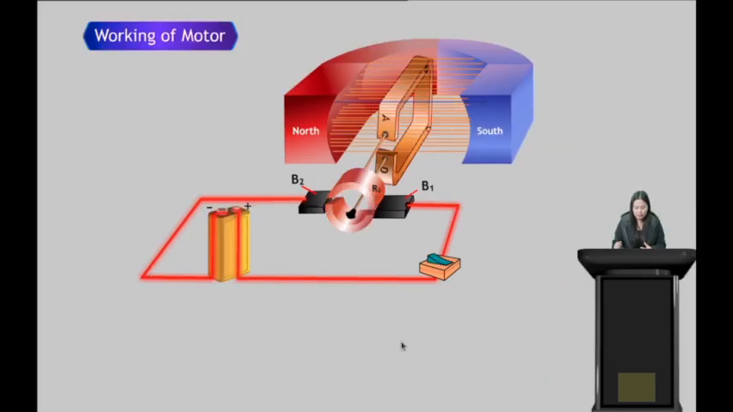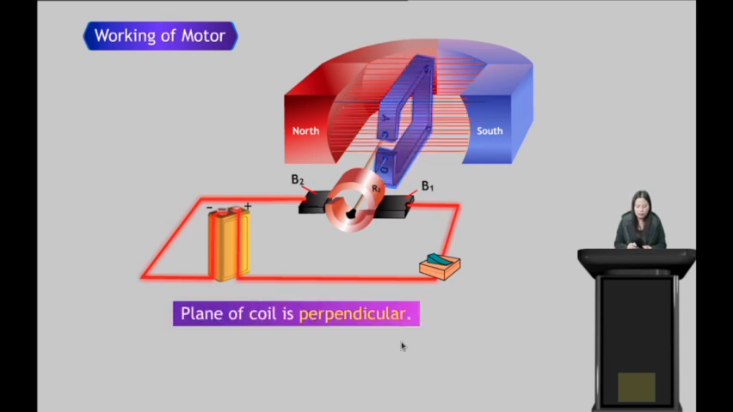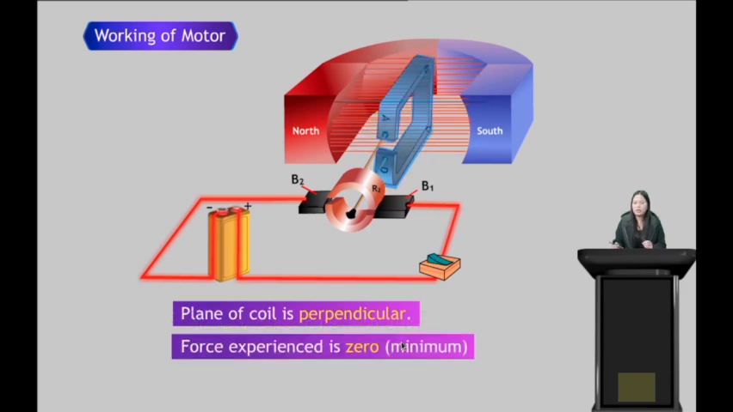Now when it rotates, this is the first half rotation. Here we see that the plane of coil is perpendicular to the direction of magnetic field. So when the plane of coil is perpendicular, it will experience minimum force or zero force.